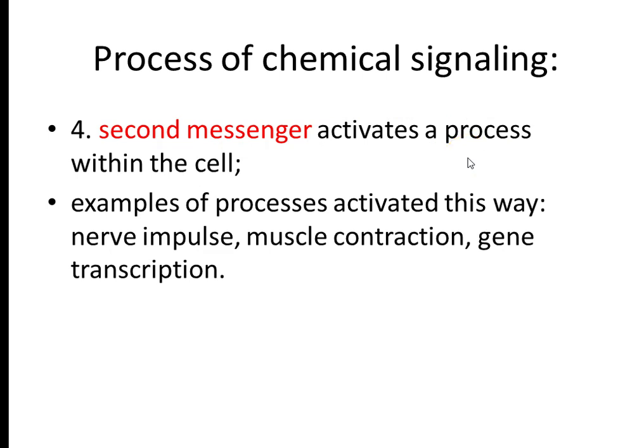Okay, the second messenger is going to activate a process within the cell. For example, it might activate some kind of chemical activity in the cell that would change what's going on in the cell, or it might activate the reading of a certain part of the DNA, which would in turn change the activities of the cell.